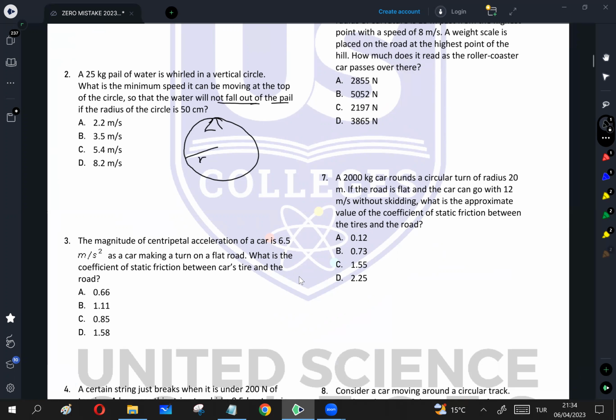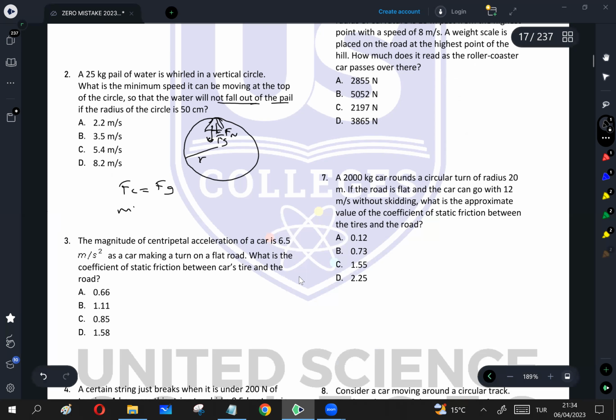So if we want to keep the water inside the pail, there are going to be two forces. One of them is Fg, the other one is Fn. At minimum speed, Fn is going to be 0. Yani only centripetal force acting on the water must be gravitational force. Fc is equal to Fg. At this position, minimum speed. If speed is less than that, this water will not stay in the pail.